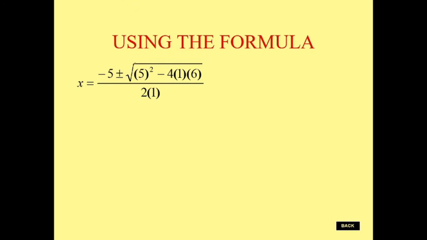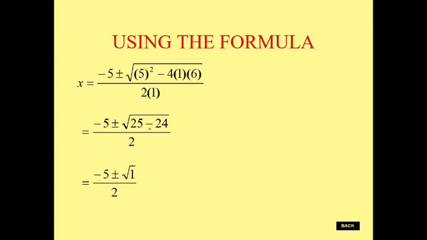Now a nice way to do it is if you work out what's below the square root first. So 5 squared is 25, and 4 times 1 times 6 is 24, which is minus 24. Okay. 2 times 1 is 2. Now 25 minus 24 is 1. So I've got minus 5 plus or minus the square root of 1 over 2. This normally won't be a square number, but in this case it is. The square root of 1 is 1.